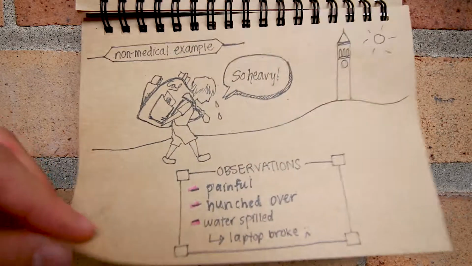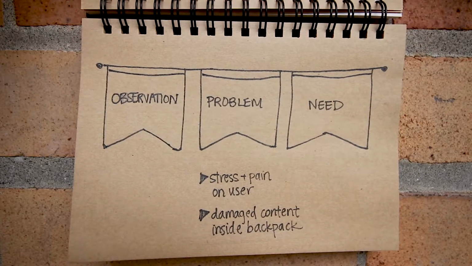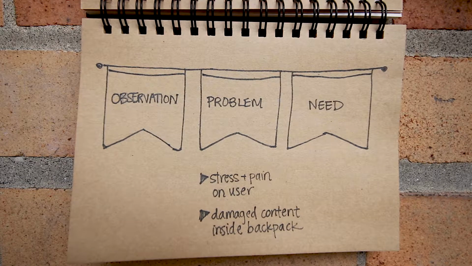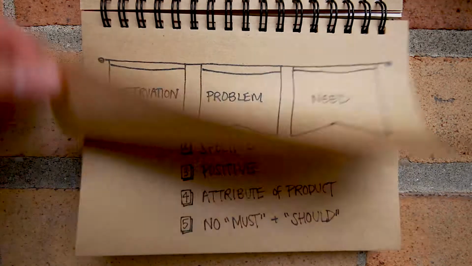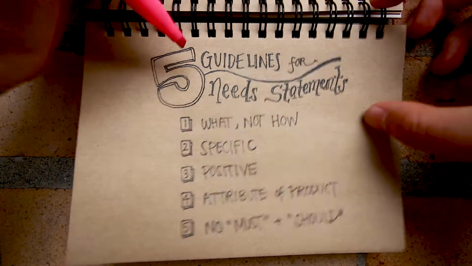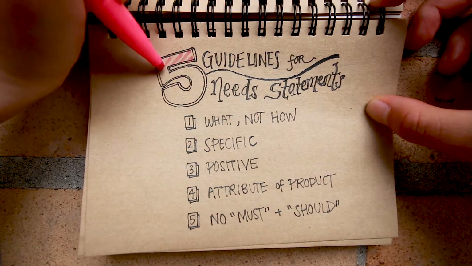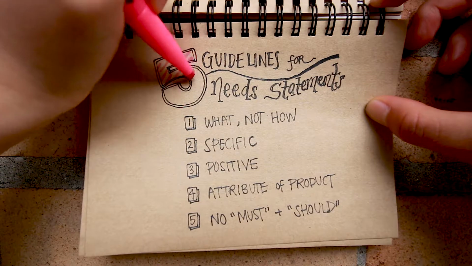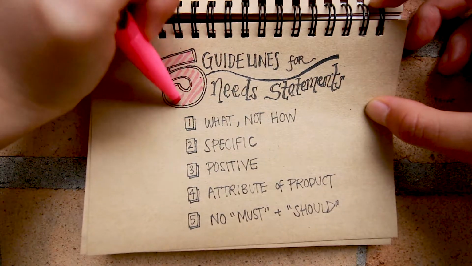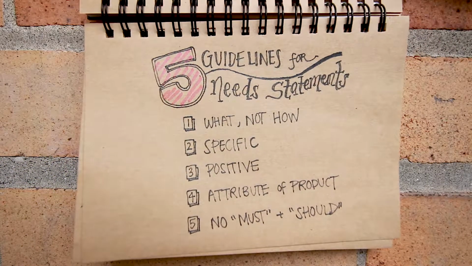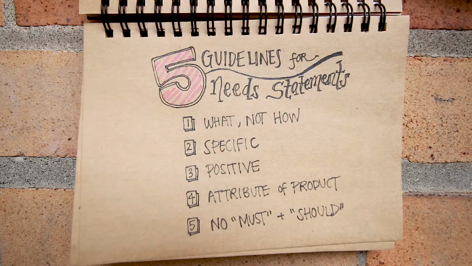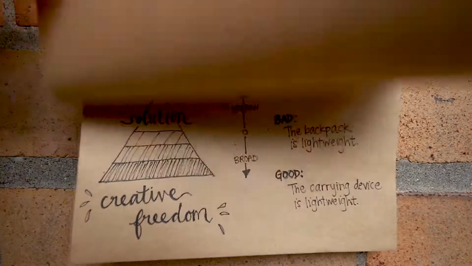Based on only these few observations, we can create several needs statements. Remember, not all observations may lead to a needs statement. In this example, let's focus on the following problems that need to be addressed: stress and pain on the user, as well as the damaged contents of his backpack. Now, what makes a good needs statement? Here are the 5 guidelines: what, not how; specificity; using positive wording; focusing on the attribute of the product; and avoiding the words must and should. Let's explore these guidelines more in depth.